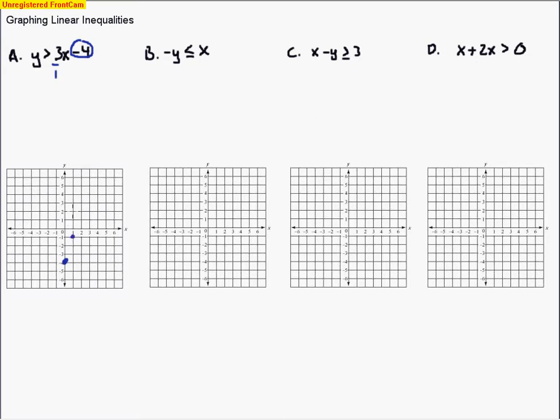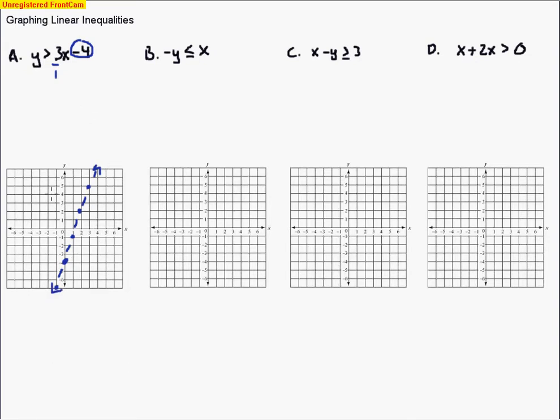So again, up 3 over 1. Up 3 over 1, and you do that a few times. You could also go the other way, down 3, 1 to the left. Then from there you look at the inequality. No line means dashed, and that again means that those points on the line are not solutions, but the line does represent a boundary, a barrier between solutions and ones that are not.